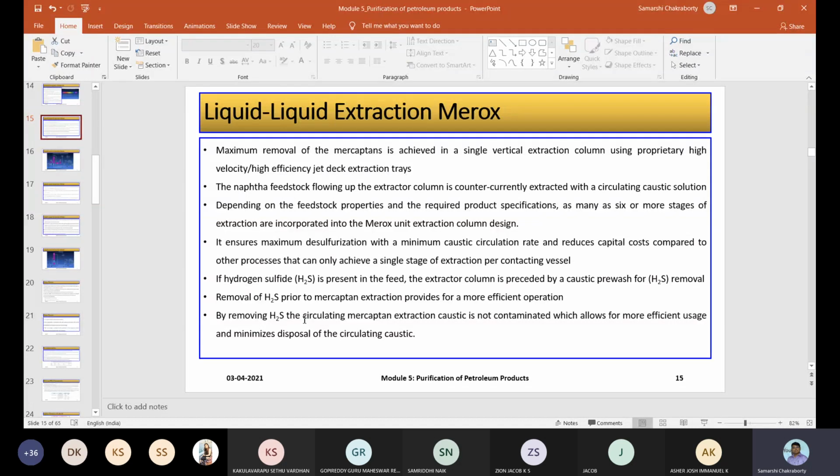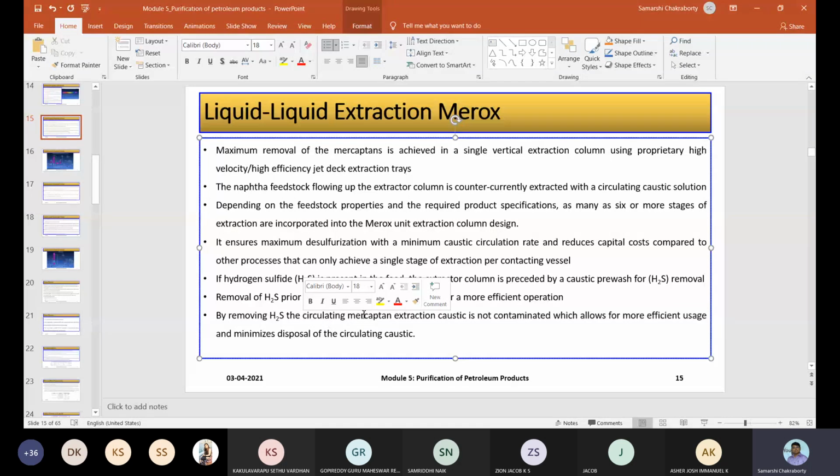By removing the H2S, the circulating mercaptan extraction caustic is not contaminated, which allows for more efficient use and minimizes the disposal. So they are saying that if H2S is present in my solution, it can actually contaminate the caustic that is present in my extractor column. That is why we have to go for a pre-caustic wash.